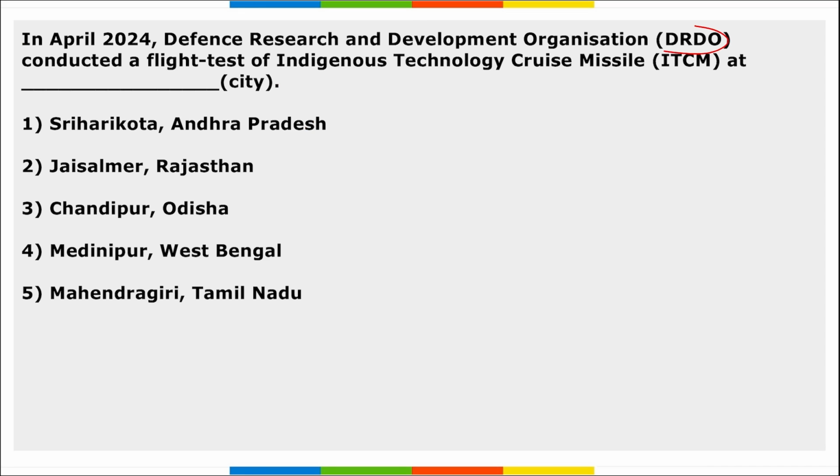Next, DRDO conducted a flight test of an indigenous technology cruise missile. It is at Chandipur, Odisha, right? DRDO conducted a flight test of an indigenous technology cruise missile at Chandipur, Odisha, that is off the coast of Odisha.